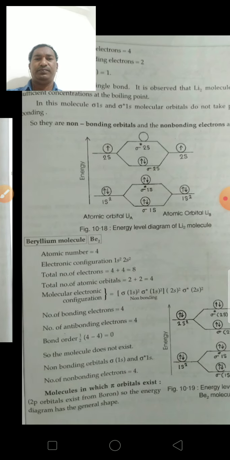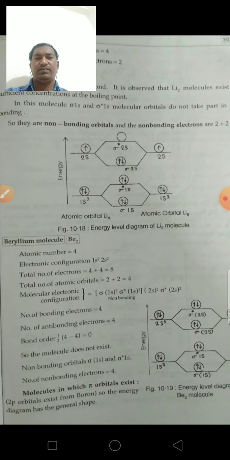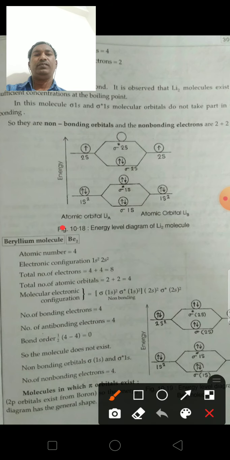Here sigma 1s and sigma 2s both are the bonding molecular orbitals. Sigma star is the anti-bonding molecular orbital. So now see the energy level diagram. So the lithium atom electronic configuration is 1s2, 2s1. So here, this is lithium A, this is lithium B. These are the atomic orbitals.